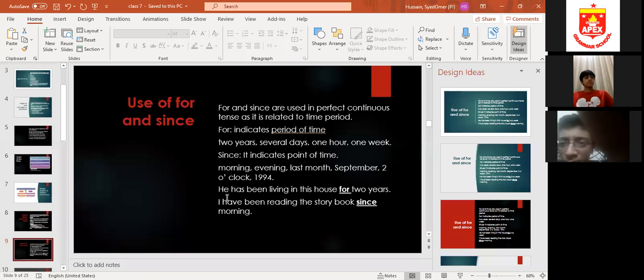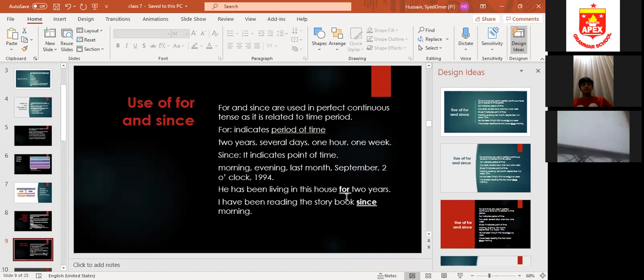He has been. He is singular, so we are going to put has. Musaf, be attentive. He has been living in this house for 2 years. Okay? Number, 2 years. How many years? 2 years. So you have to put for. I, plural, so we have to put have. I have been reading the storybook since morning.